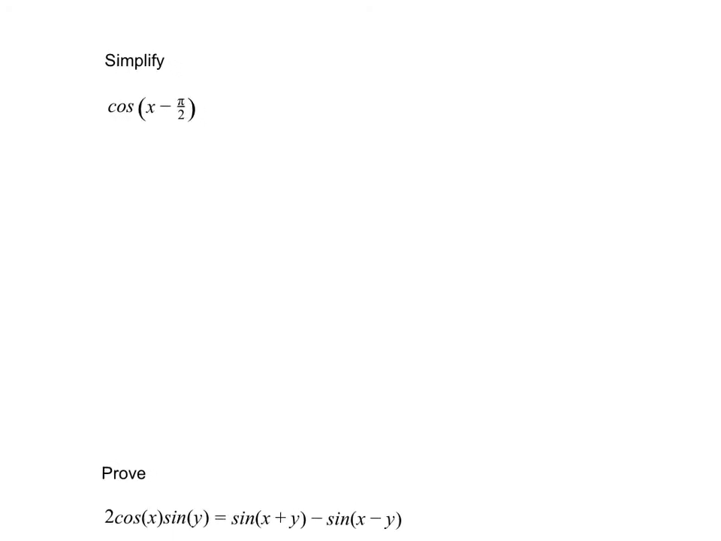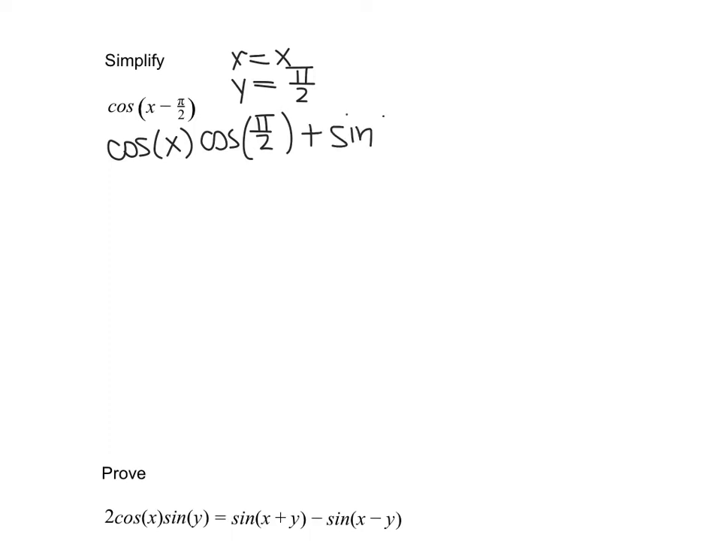Next, we want to simplify the expression cosine of x minus pi over 2. Well, I already have it written in the form of subtraction using cosine, where x equals x and y equals pi over 2. So I'm just going to use our subtraction identity to rewrite cosine of x minus pi over 2. We're going to get cosine of x times cosine of y, which in this case is pi over 2, plus sine of x times sine of y, which is pi over 2.